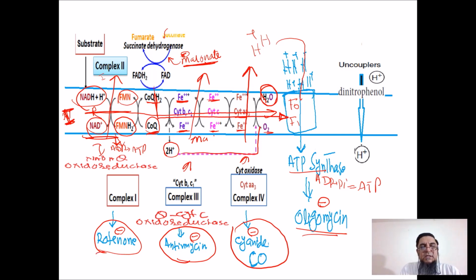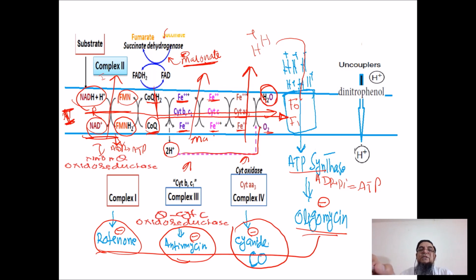So these are the direct inhibitors, and as we saw in the previous session, there are also uncouplers. In the complexes of the electron transport chain, complex 1, complex 3 and complex 4 pump hydrogen from the matrix to the intermembrane space in order to create a gradient which will push hydrogen back through the F0 F1 complex, ATP synthase, and cause phosphorylation.